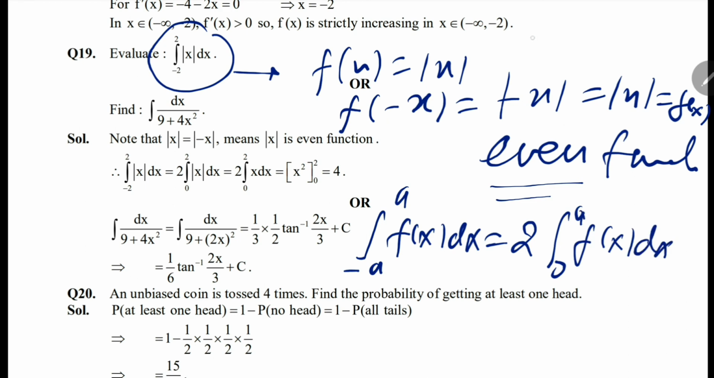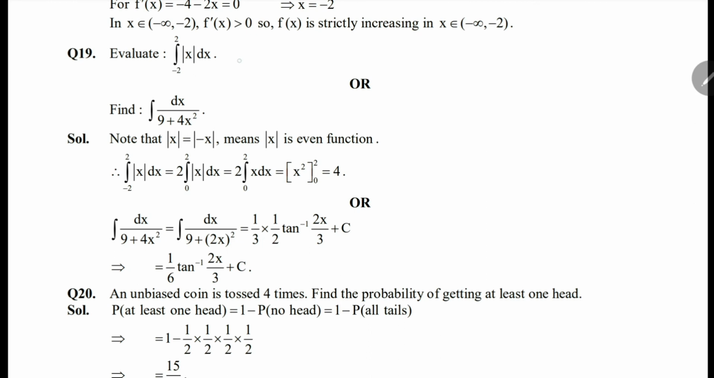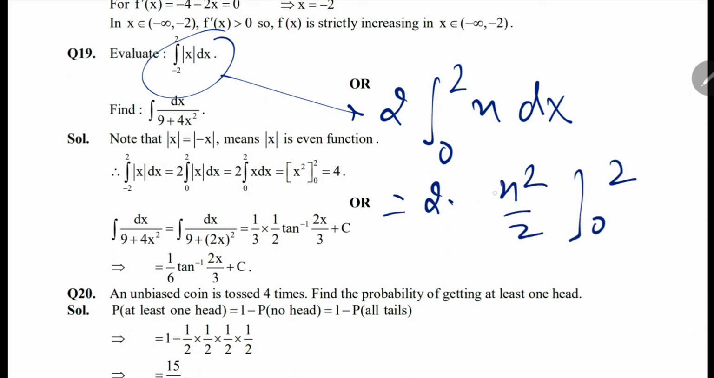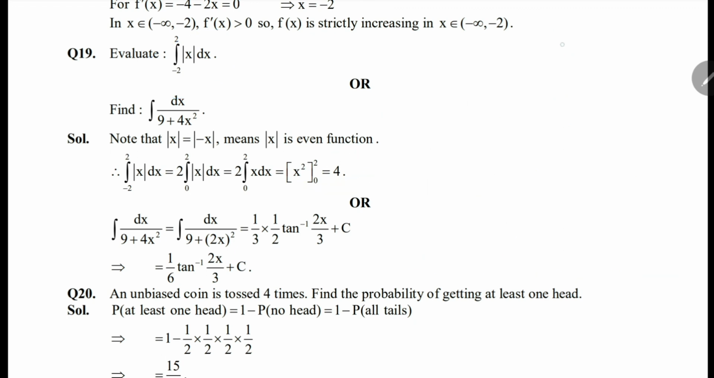So on doing that, we get this as twice integral from 0 to 2 of mod of x dx. Now you know that mod of x will be simply x in the interval 0 to 2. So it will be 2 times x square by 2 in the interval 0 to 2, which on simplification will give us 2 square, that is 4, minus 0 square, that is 0, means the answer will be 4 for this problem.